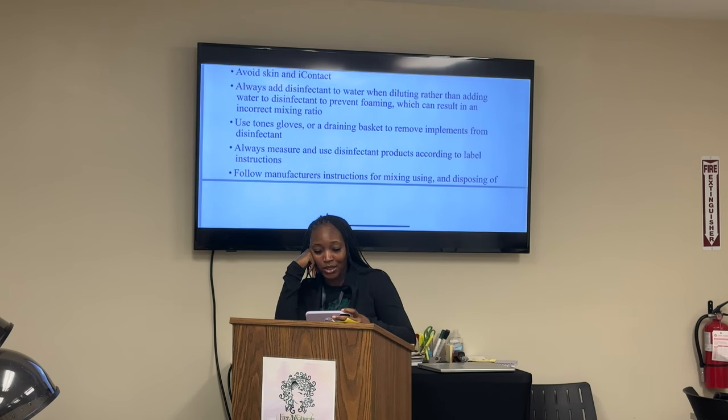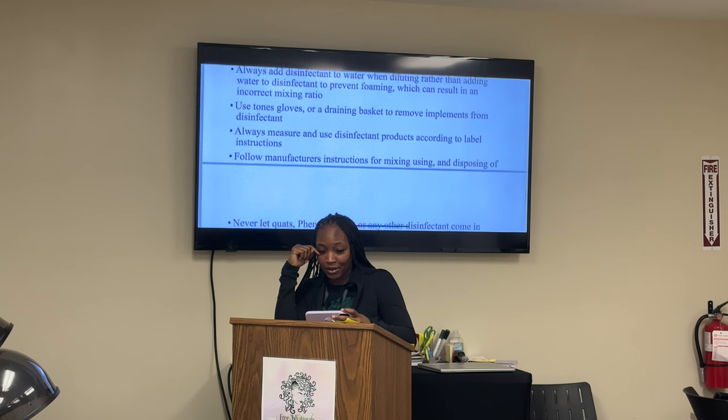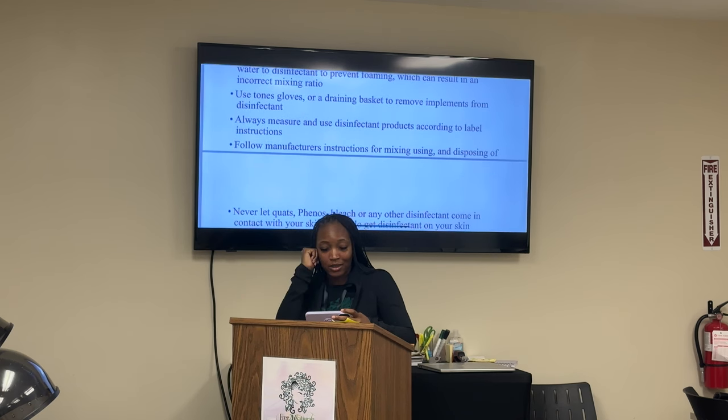Use tongs or gloves or a draining basket to remove implements from disinfectant. So now y'all see why Ms. Harris got that basket, because in the book it actually says the basket.